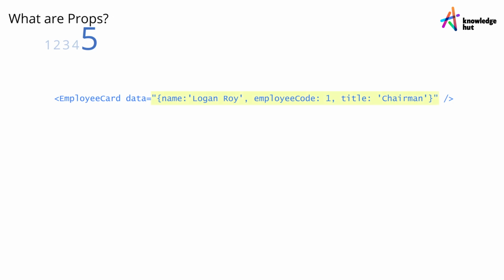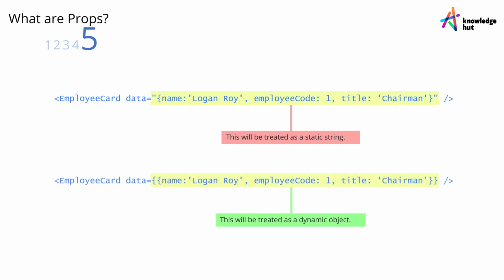The last and final point to remember is that when you set a prop using double or single quotes, the value will be treated as a static string and not as a dynamic reference to a variable or a non-string entity. If you wish to pass dynamic data such as numbers, an object, or even functions, then you need to use curly braces.